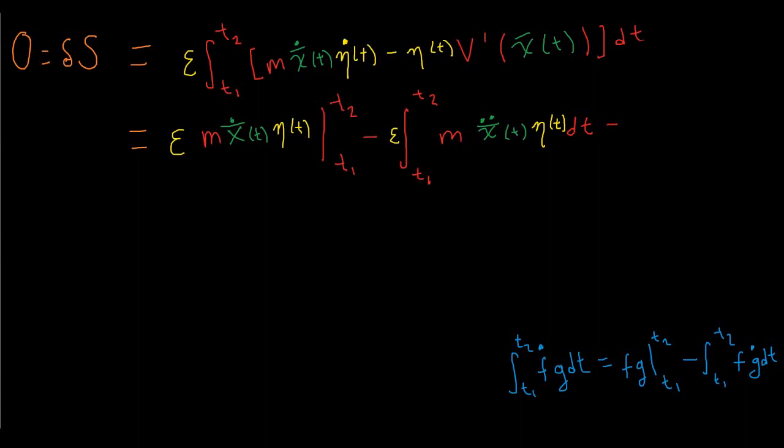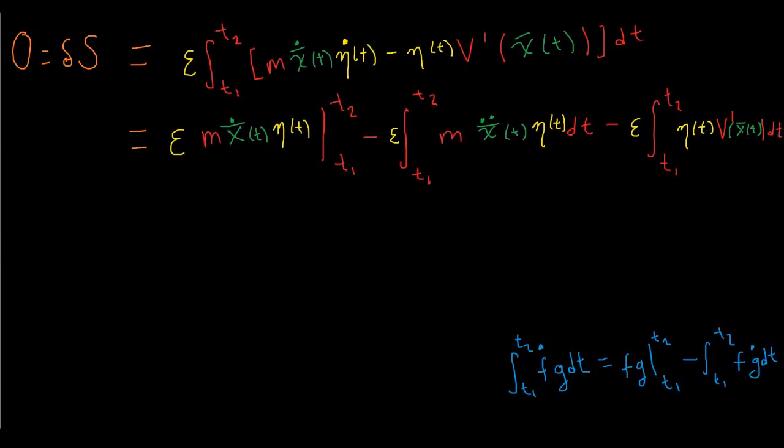Minus epsilon times the integral from t1 to t2 of eta of t times v prime of x bar of t dt.